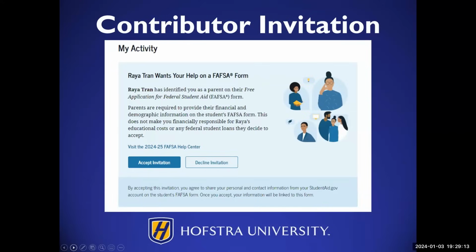If you accept the invitation, you're agreeing to share your personal information and contact information from studentaid.gov to your FAFSA form. And once you accept, you'll be linked right to the application.